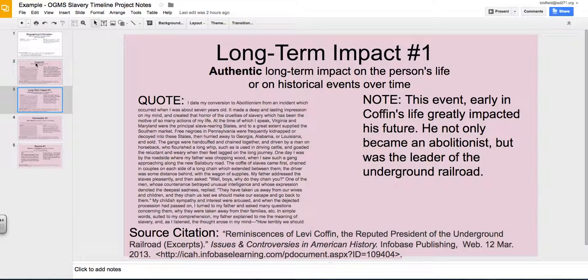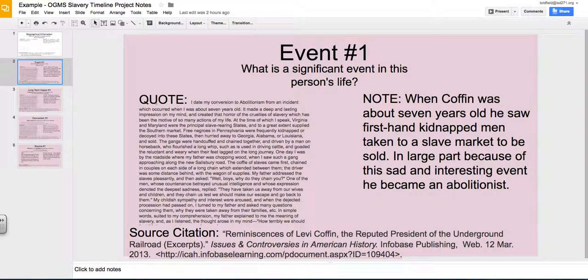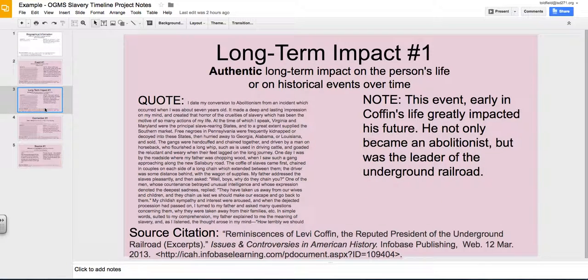Now, I'd like to skip back to event 1 and show you that in my notes section, I wrote just a summary. I wrote, when Coffin was about 7 years old, he saw firsthand kidnapped men taken to a slave market to be sold. In large part because of this sad and interesting event, he became an abolitionist. So you can see here that this is just a summary of the event itself, but the long-term impact focuses on how did this impact Levi Coffin's life.